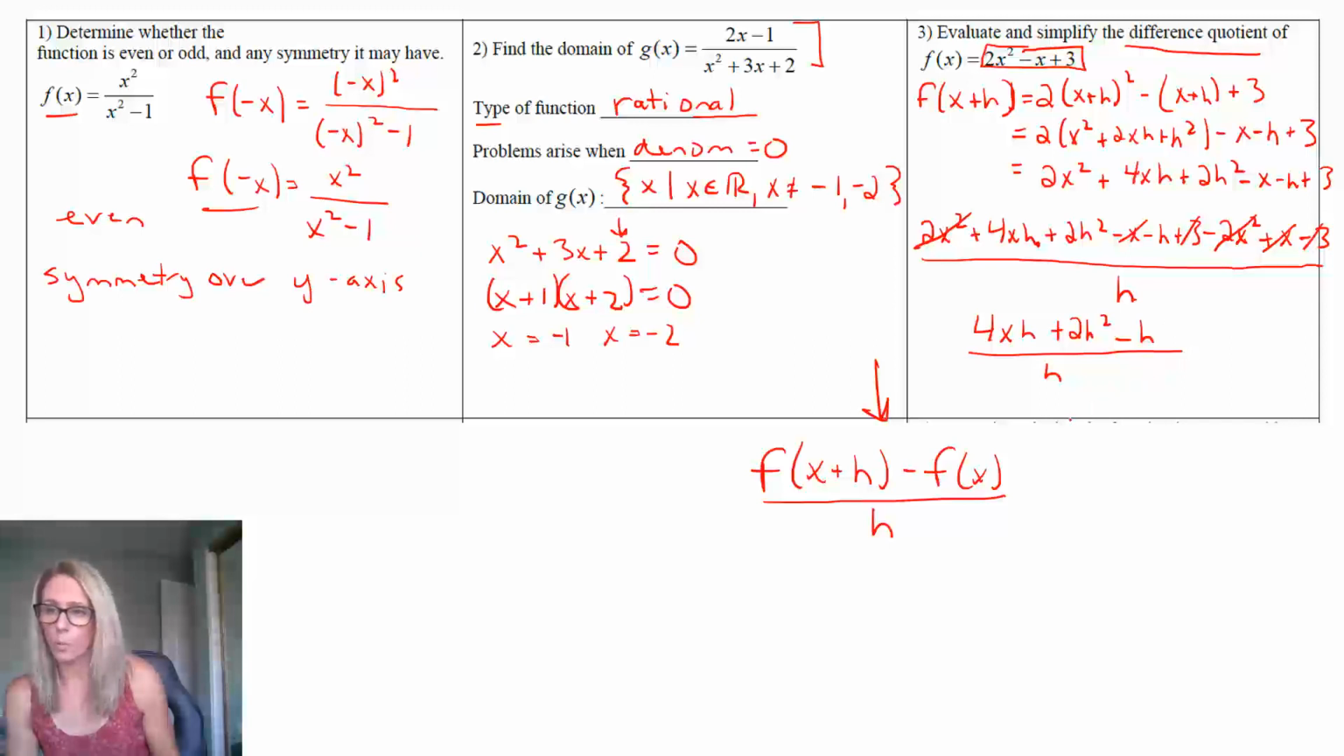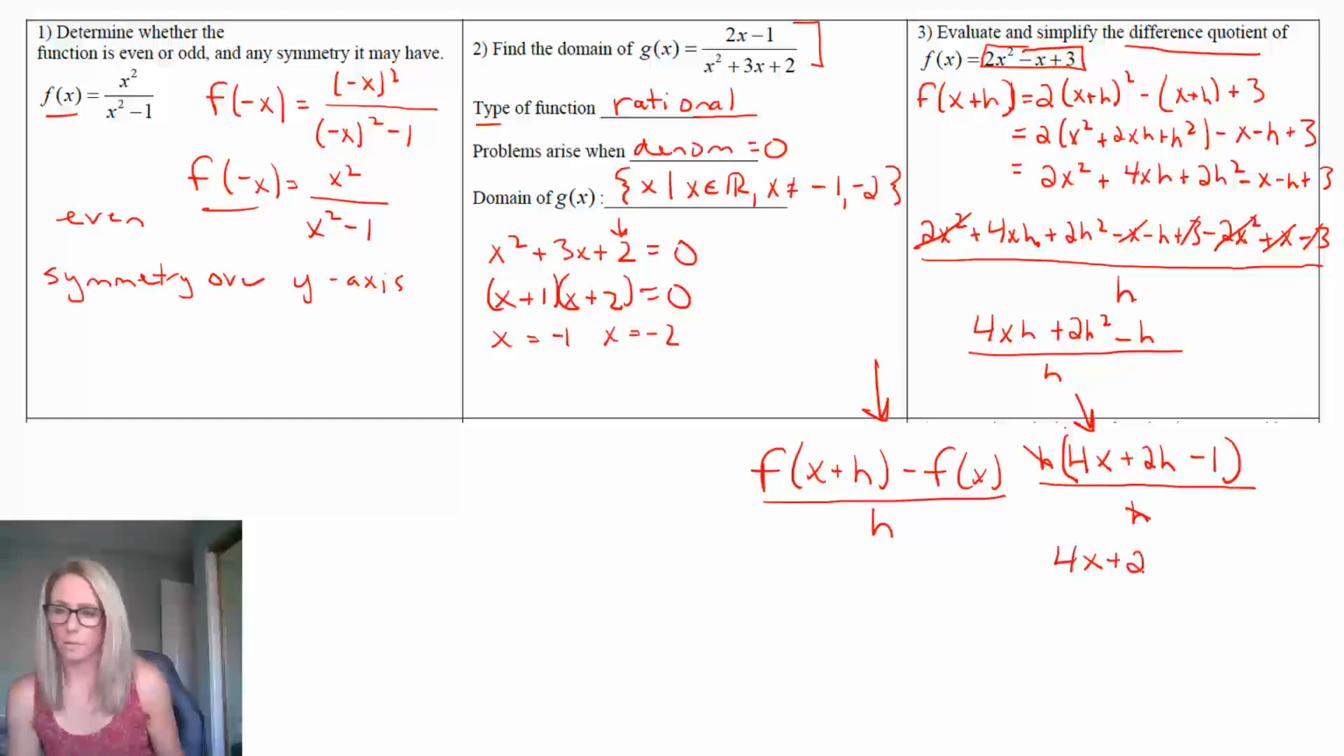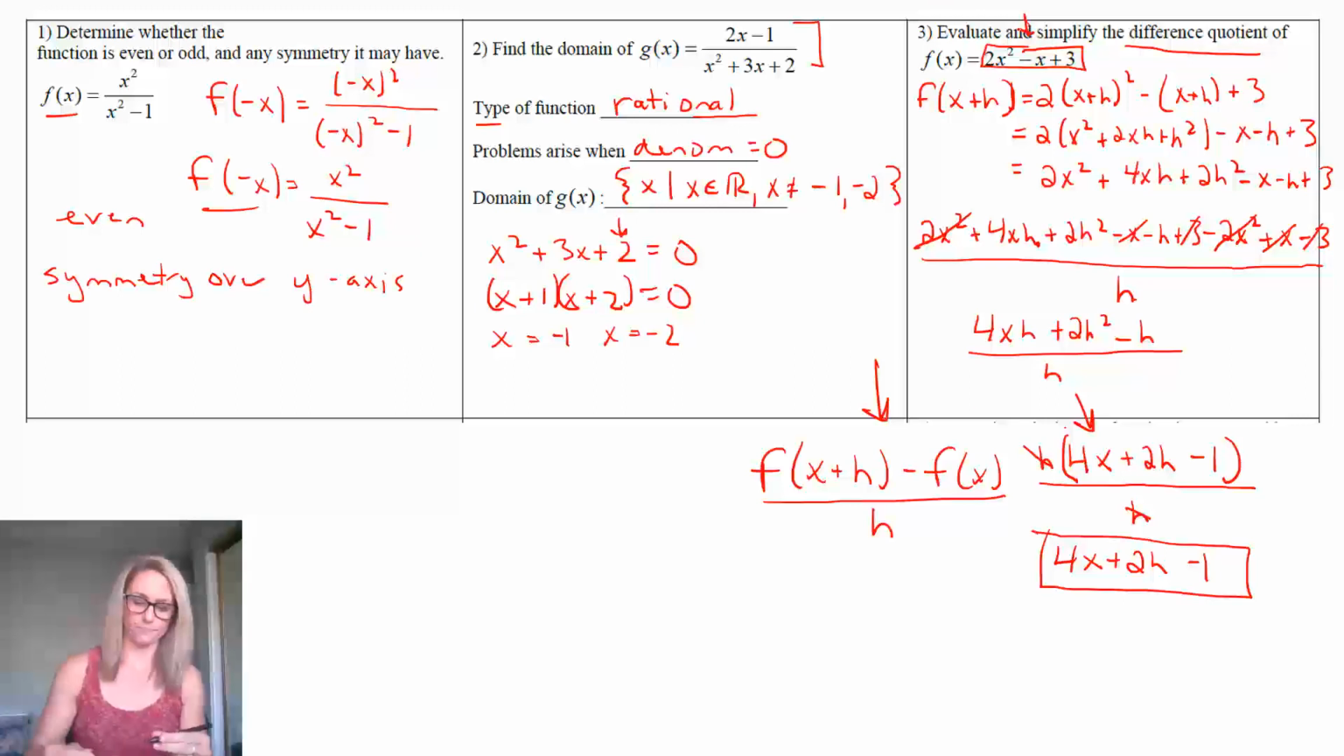So now I'm just going to do one more step, and this can be done in one step or two, so I'll do a long version. We're going to factor out an h from the numerator, so 4x plus 2h minus 1, don't forget that minus 1, with the h. So that simplifies the h with the h, and we get 4x plus 2h minus 1. And so that is the difference quotient for the quadratic function that you see at the top.